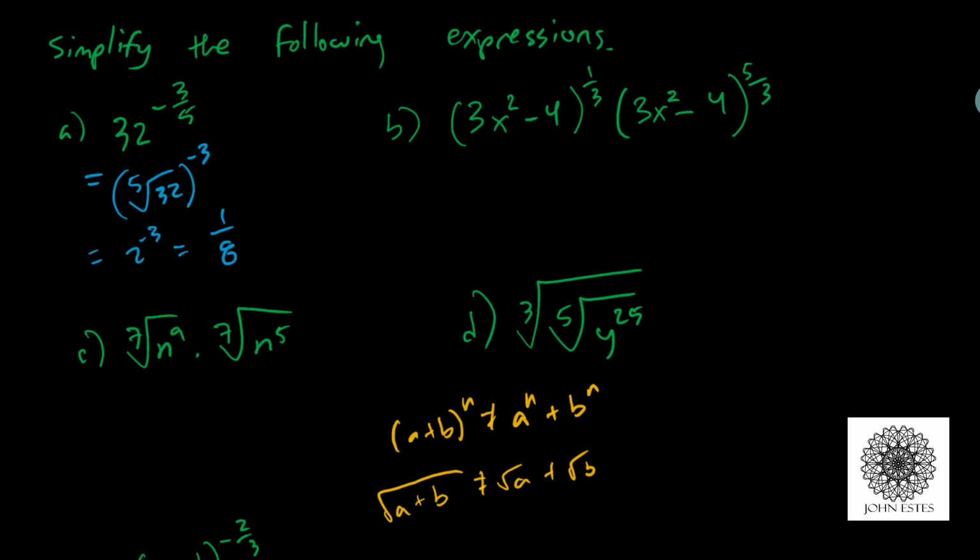Okay, so in part B, I can't distribute that 1/3, so what can I do? Well, notice I have the same thing times itself. The powers are the only thing that are different. So anytime I multiply two things together, I add their powers. So this is going to be 3x squared minus 4 to the 1/3 plus 5/3 power, which ends up being the 6/3 power. 6 over 3 reduces down to 2. So this is 3x squared minus 4 quantity squared.